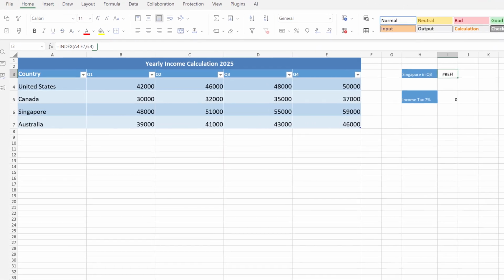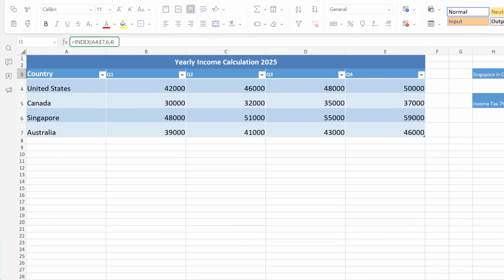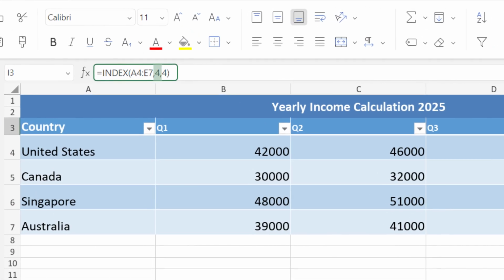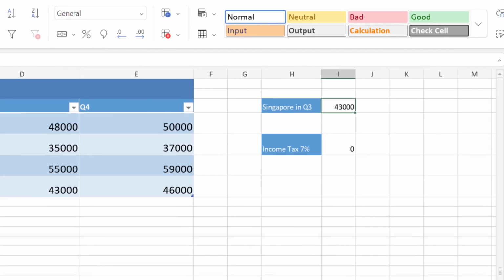Another common example is the INDEX formula. We have a small table with 4 rows, but the formula wants to pull data from row number 6. Fix the index, and the formula is working correctly.